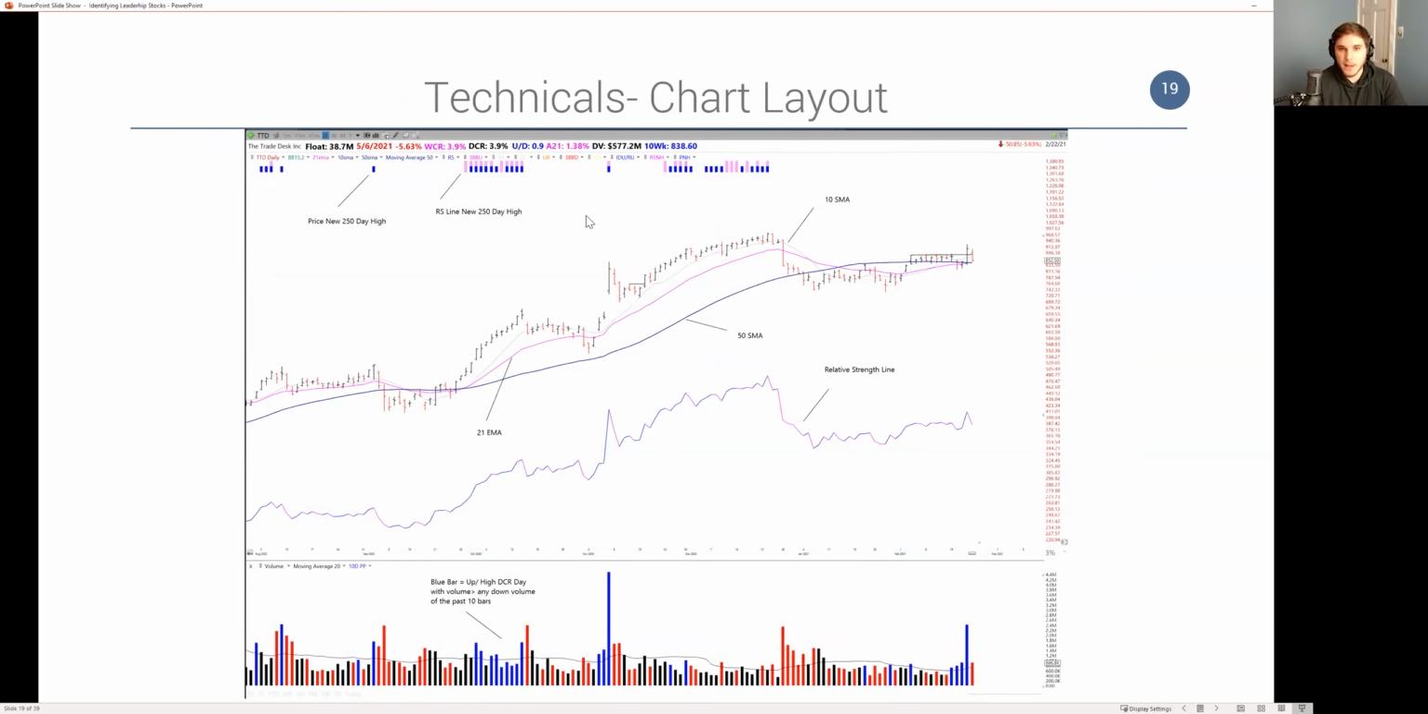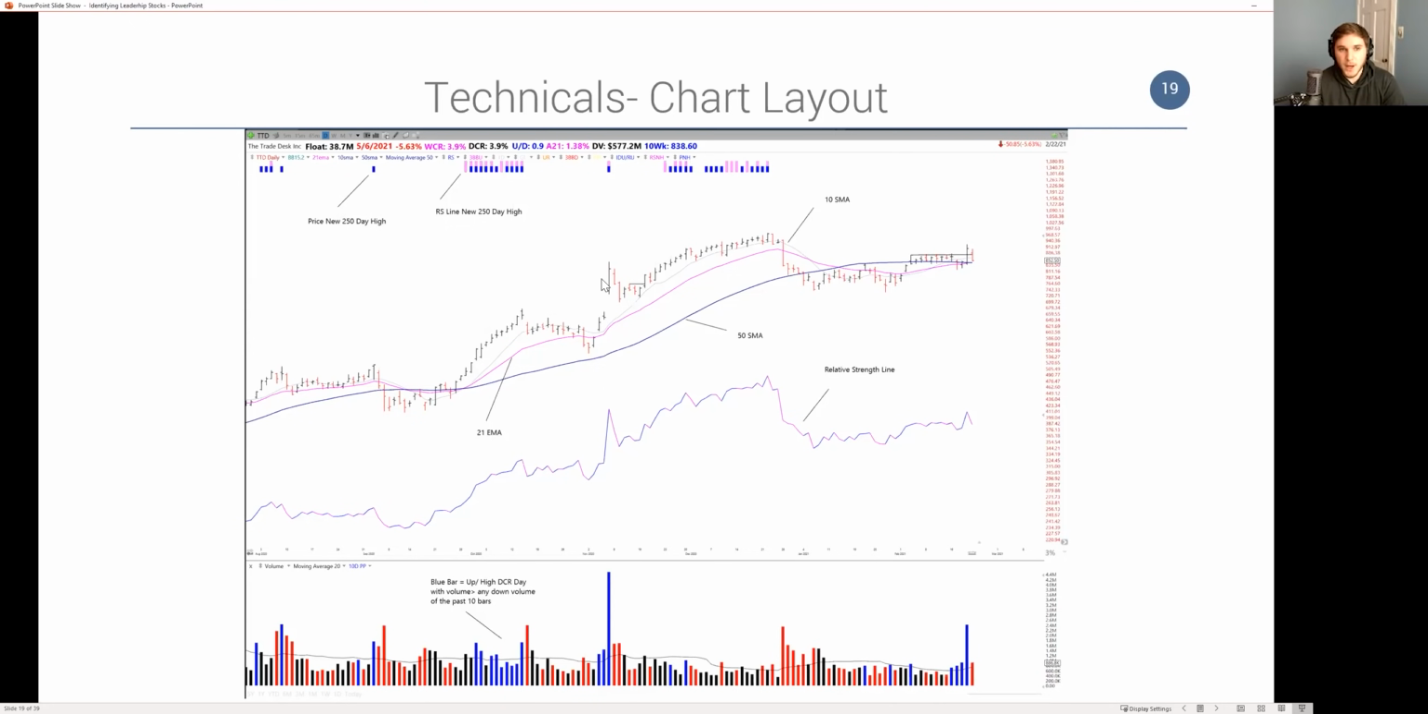All right, so now let's get into the meat of my talk, which is technicals. This is a little bit more interesting than fundamentals, which we all know. In general, I want to have a common language here, so I want to first start things off by explaining my chart layout.